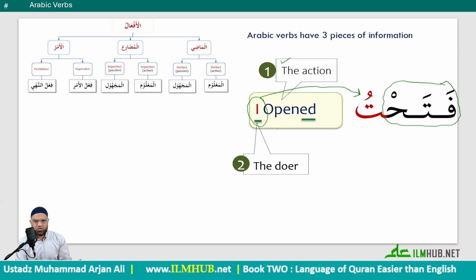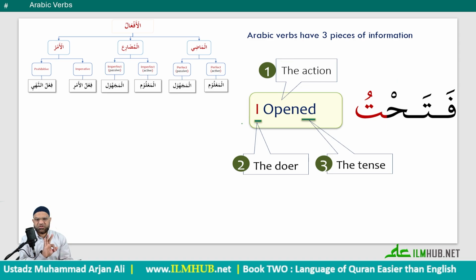So we know the action, that is the verb, what is doing, which is opening or opened in the past tense, and the doer. We also know the tense. How do we know the tense? Because of the way the root is structured and the vowels that it takes and any addition. So we know that this is the past tense. And again, we're going to look at that in the first lesson. So every verb in the Arabic language will have 3 pieces of information.